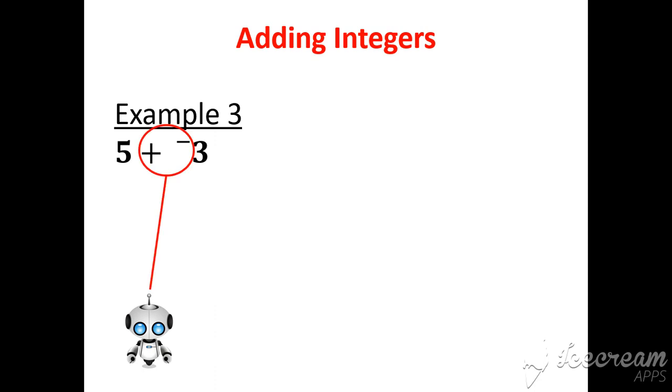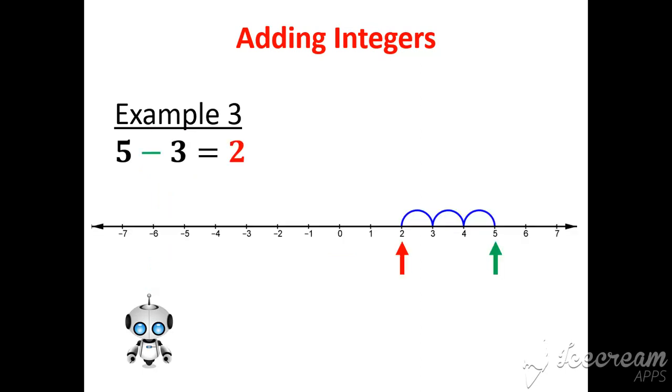Now what's going on with this plus and the negative? A plus and a negative really just becomes a subtract or a minus. So really, a plus and a negative can be replaced with a subtract, and we should have just written this problem as 5 minus 3. 5 minus 3 makes 2.